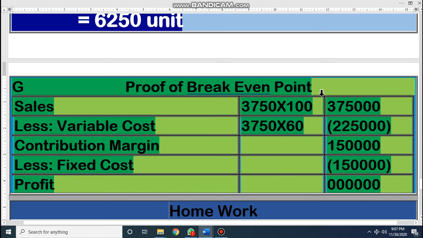3,750 into 100, that means 3,75,000, and variable cost per unit is taka 60. All of you know that per unit 60. So 3,750 into 60 is 2,25,000. Then if we subtract this, the contribution comes out 1,50,000. Dear student, again I am telling the formula: sales minus variable cost, that means contribution margin 1,50,000, then fixed cost minus 1,50,000, the value of profit is 0. That means where the profit or loss is 0, that is our break even point. This is the proof of break even point. There is no profit, there is no loss here.